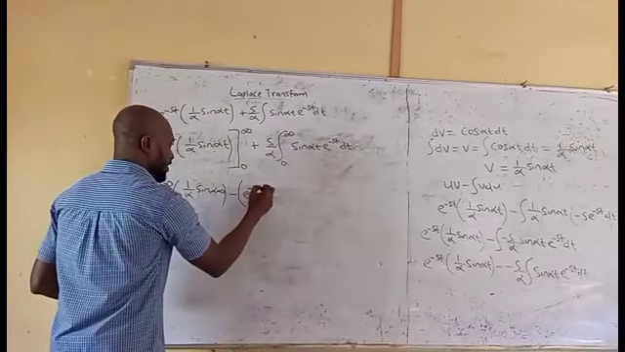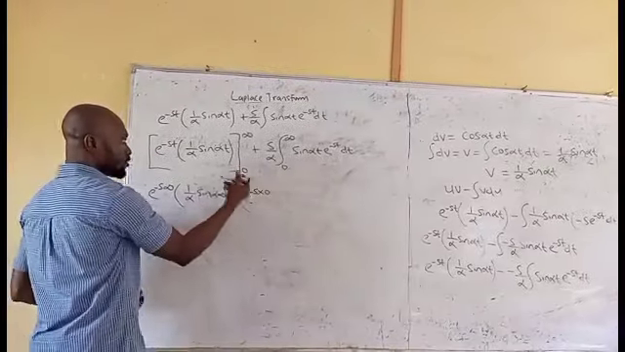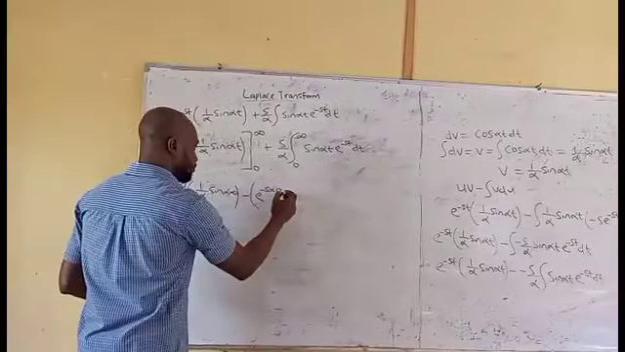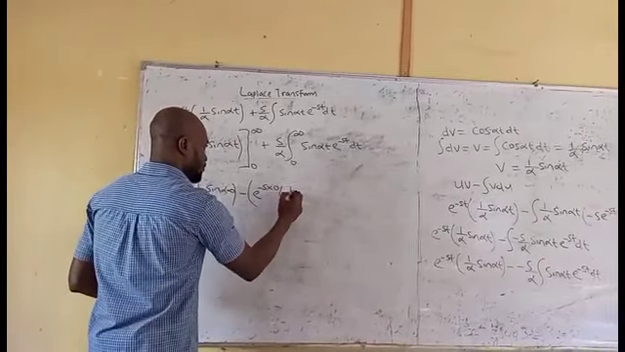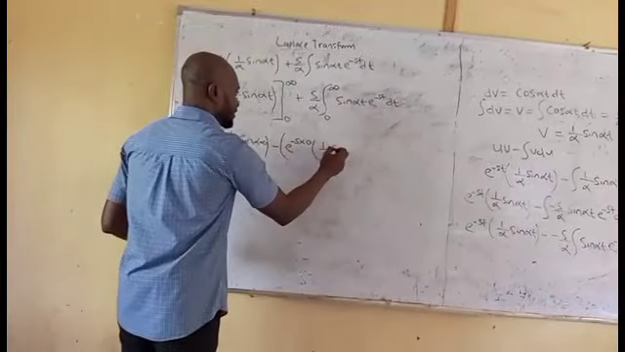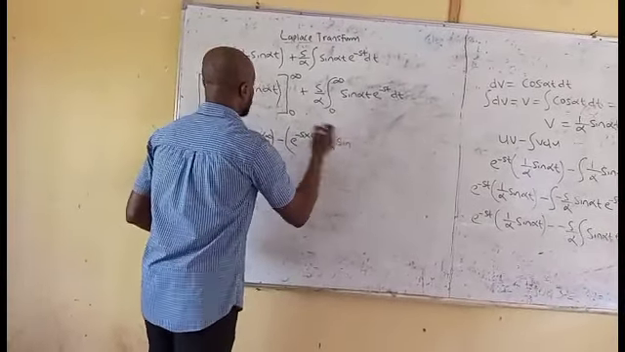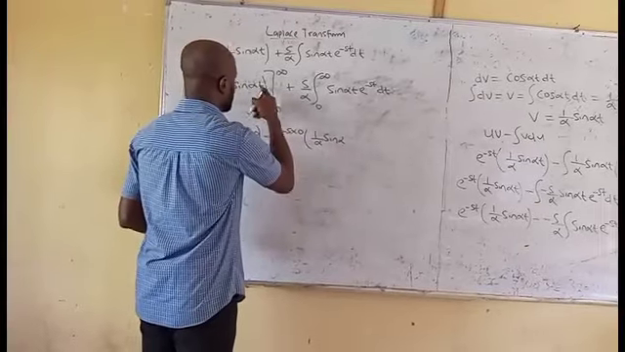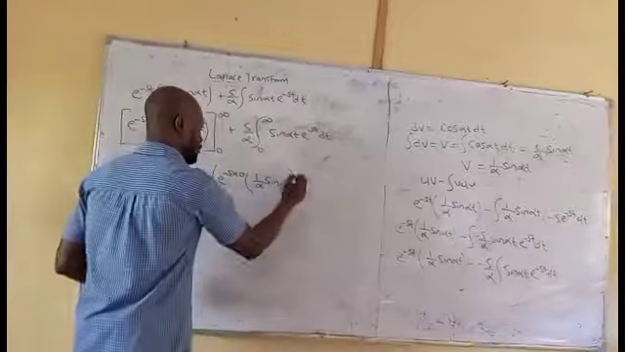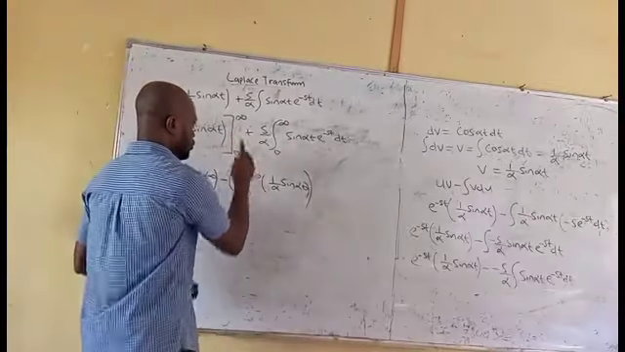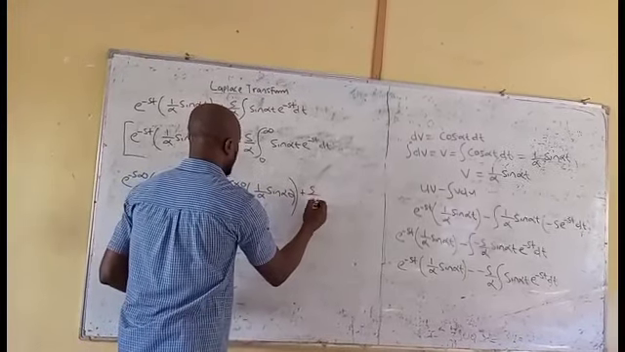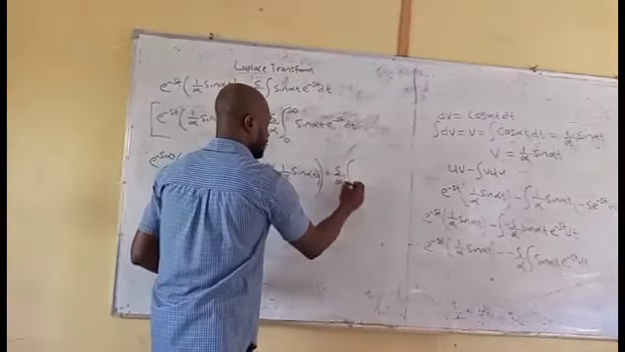Exponential minus s times my t is 0, because this is the lower limit. So my lower limit is 0. Then multiply by 1 over alpha times sine alpha times what? T is what? 0. T is 0. Then plus x over alpha.